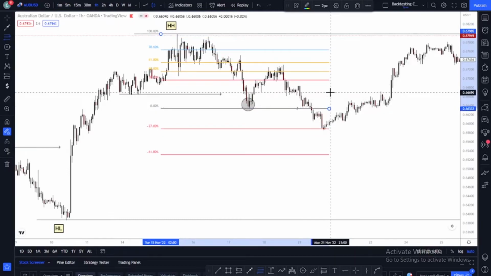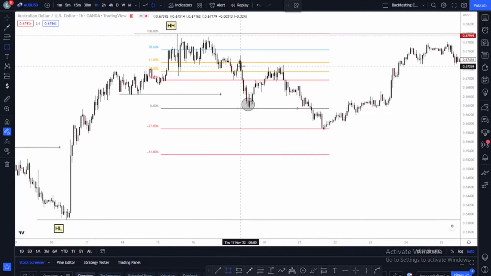Okay, so after I draw from our higher high to our lower low, what do I do? I wait for price to get to my golden zone, which is my 50% and my 61.8%.